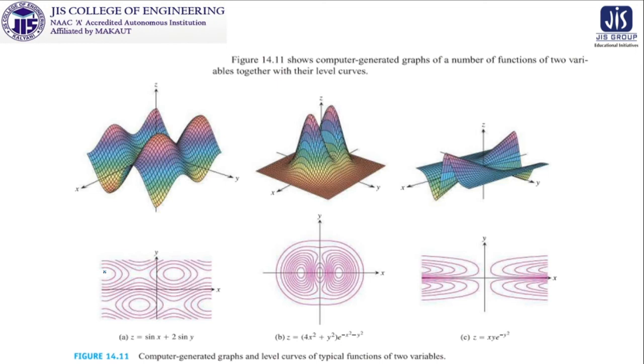Now these are computer generated graphs of a number of functions of two variables together with their level curves. If you just think about only one picture, suppose this one, you have to fix the value of z. So if you fix the value of z, suppose here, then what you see is a top point over here, a top point over here, and everything will give you a shape like this.